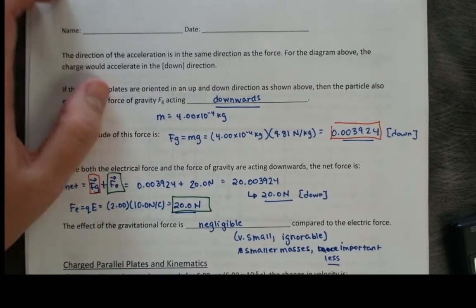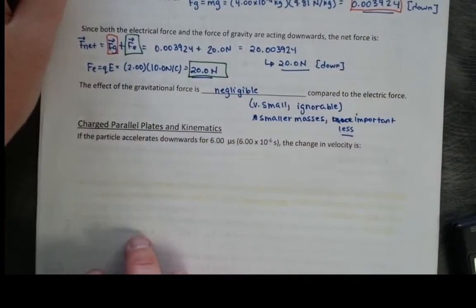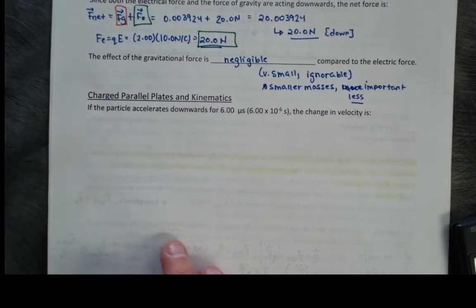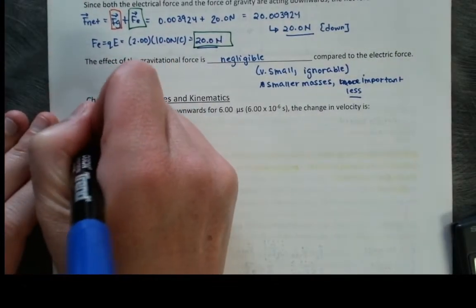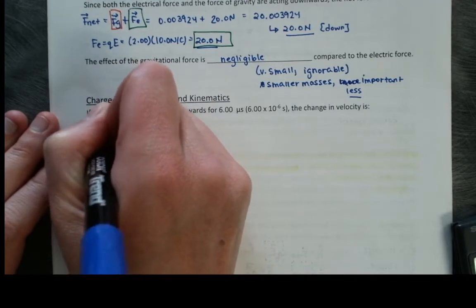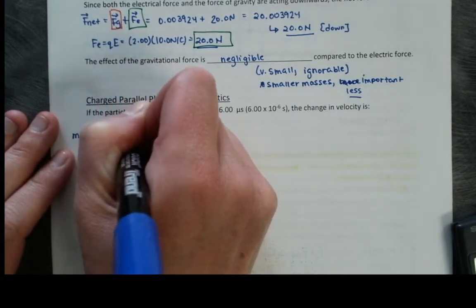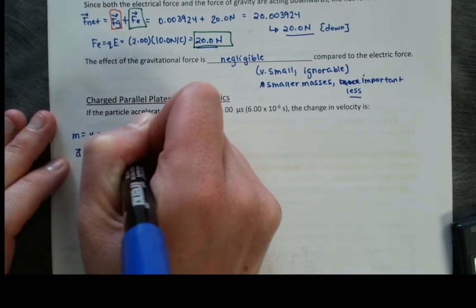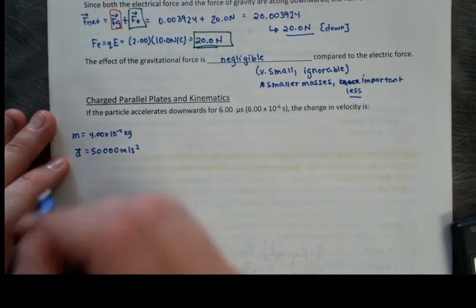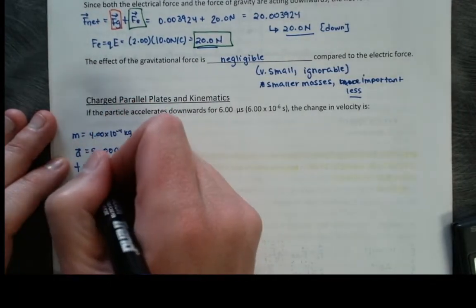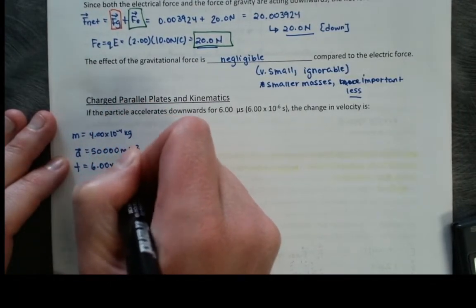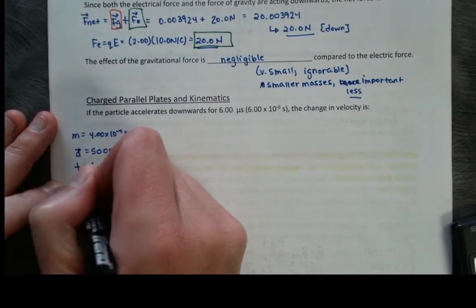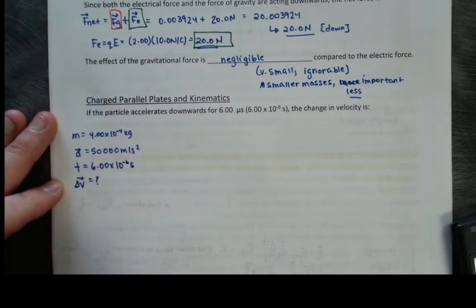Okay, talking about charge plates and kinematics, we're still kind of going with our same example. If that particle, let's remember its mass was 4 times 10 to the negative 4 kilograms, its acceleration was 50,000 meters per second squared. If that particle is going down for a brief period of time, 6 times 10 to the negative 6 seconds, could we find change in velocity?